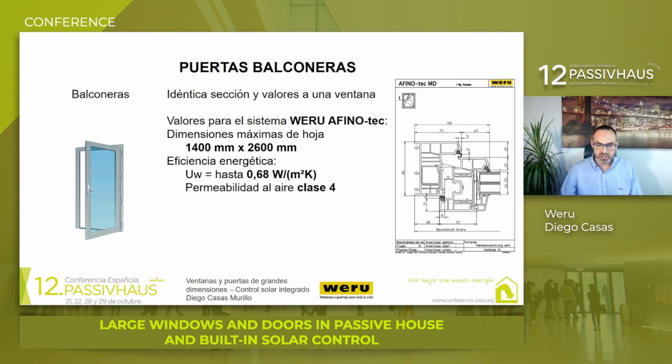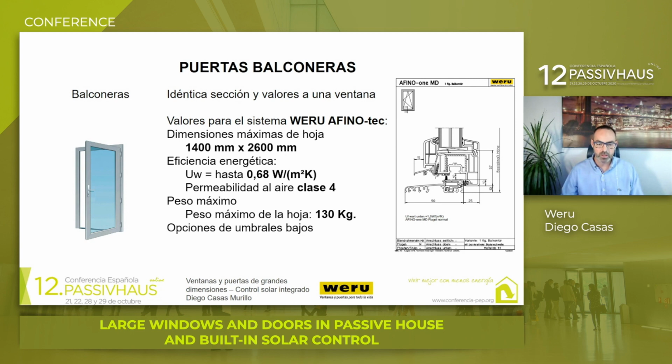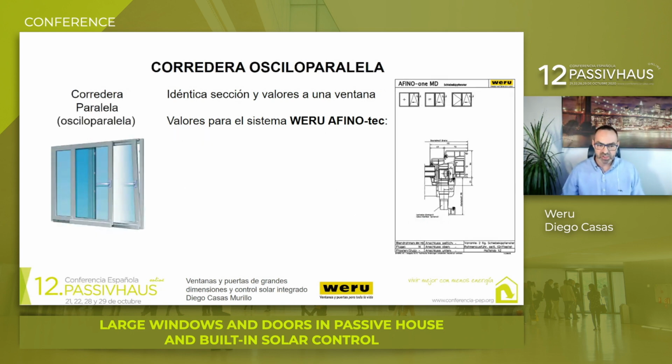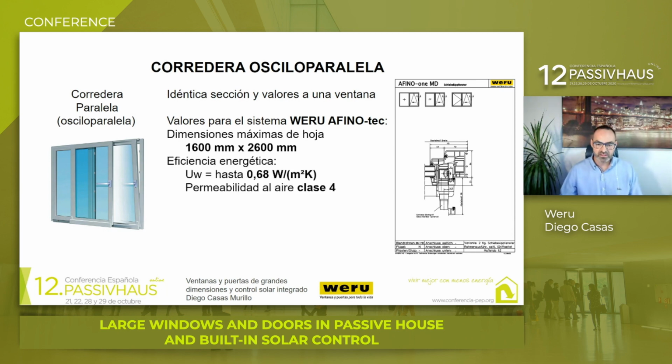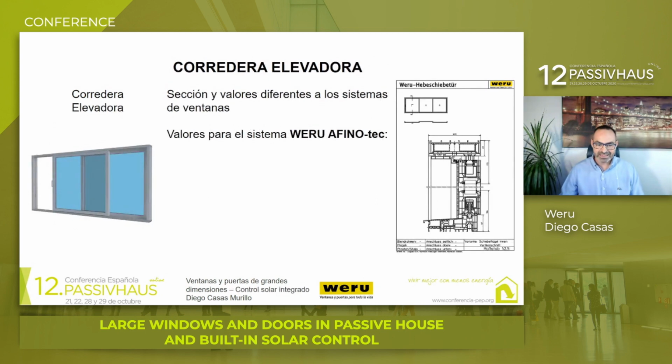Energy efficiency is more than enough: UW coefficient values of 0.68 and class 4A permeability, maximum door leaf weight 130 kilos, and the possibility of low thresholds or lower guides. The next element in terms of leaf dimensions would be the parallel tilt and sliding door. Compared with the balcony door, the door leaf dimensions are greater, up to 1.6 meters wide and 2.6 meters high. Coefficients would be identical to those in the previous example, and in terms of weight, in the standard version, 200 kilos.